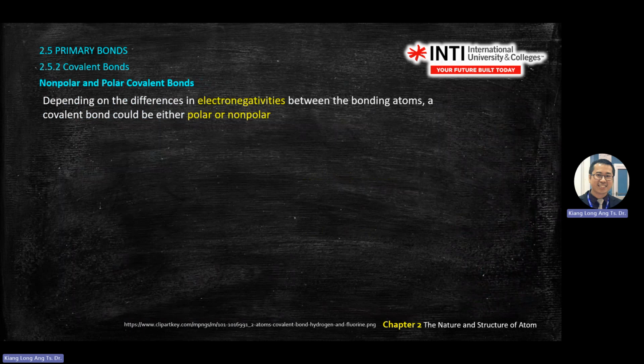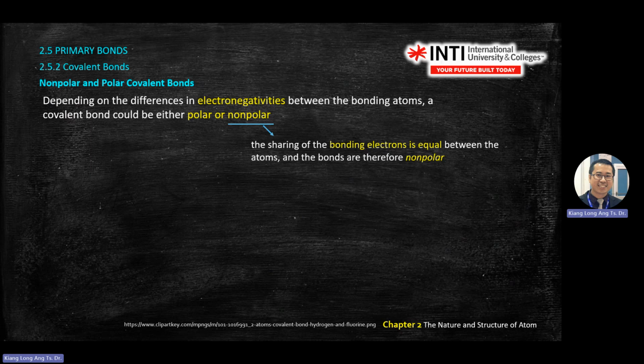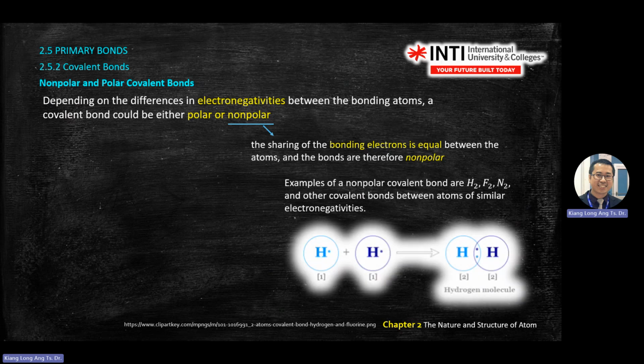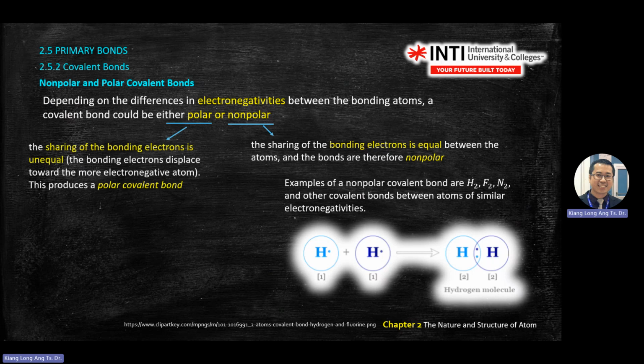Okay, non-polar, polar. Polar means there's a direction. Non-polar means there's a balance of positive and negative charge, so the bonding will be equal. Example, hydrogen, barium. This is non-polar. Polar is where there is an imbalance in their charges.